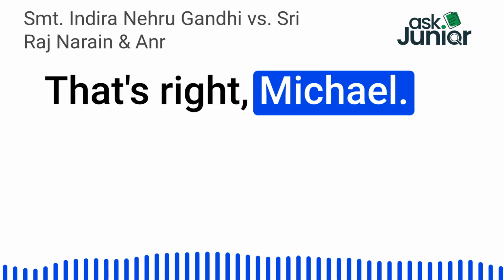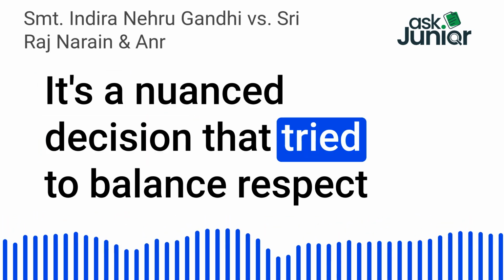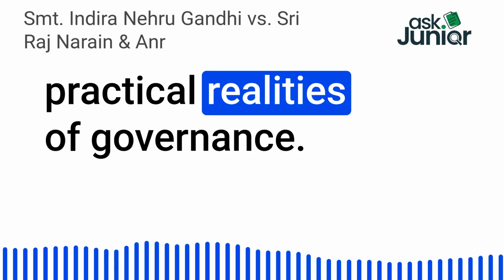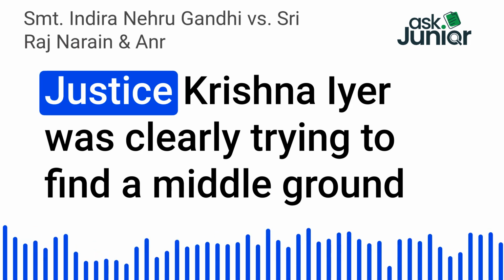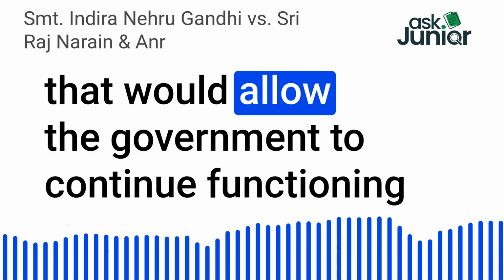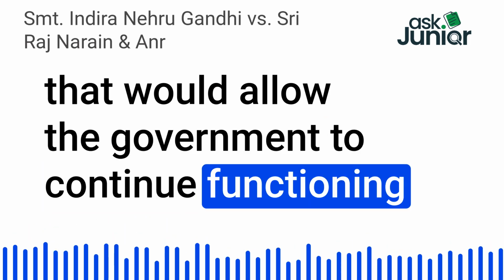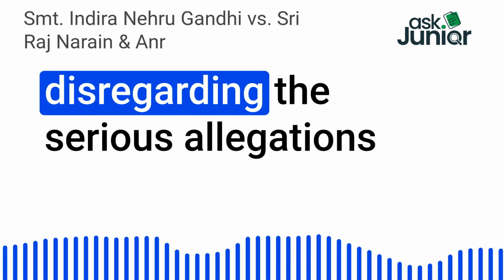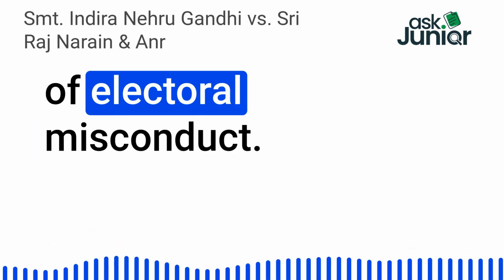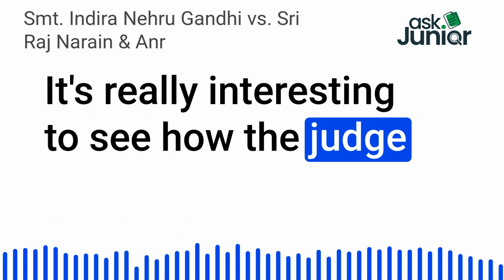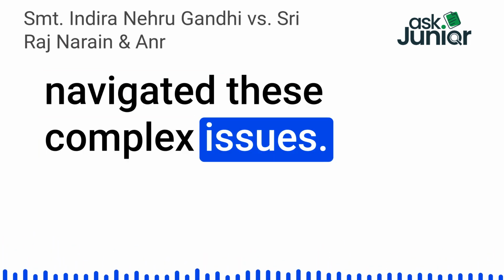That's a fascinating distinction. So essentially, her status as an elected representative was partially suspended, but her executive role was untouched. That's right, Michael. It's a nuanced decision that tried to balance respect for the High Court's findings with the practical realities of governance. Justice Krishna Iyer was clearly trying to find a middle ground that would allow the government to continue functioning while the appeal was pending, without completely disregarding the serious allegations of electoral misconduct. It's really interesting to see how the judge navigated these complex issues.